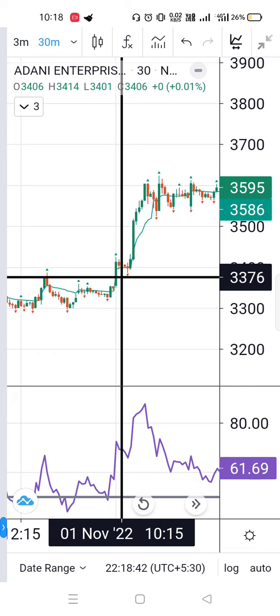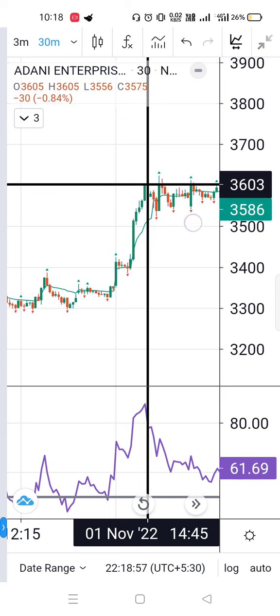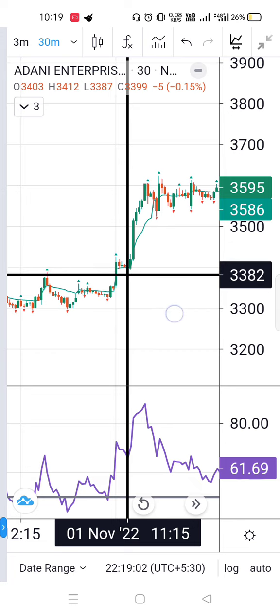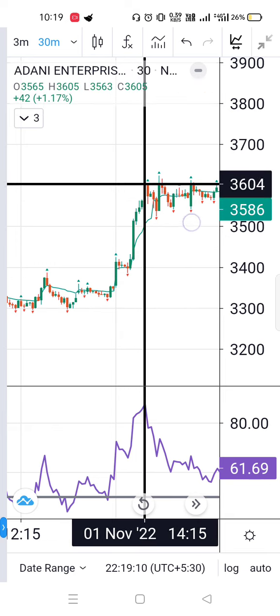See here the resistance is 3376. You need to wait. If the resistance is breached at 3376, see how the momentum was taken. Hardly it is 3596. So just imagine you will be having 3300, you will be having 3400. Can we round off? Obviously it went to 3600. So hardly 200 rupees profit. So 200 means 3000 into 6%, you'll be having 180 rupees.